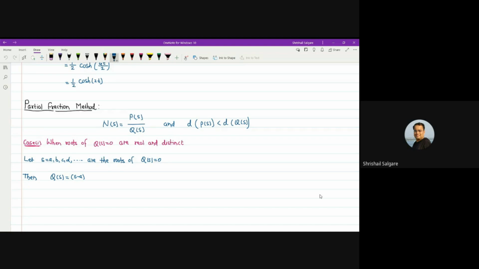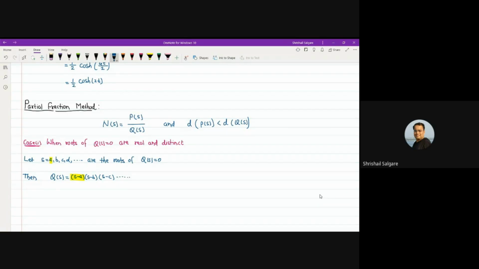So a is the root. Then corresponding to that, we have s minus a as the factor. In the same manner, b is the root, then corresponding to that, s minus b is a factor. Similarly, we can take s minus c. Like that, we can continue.